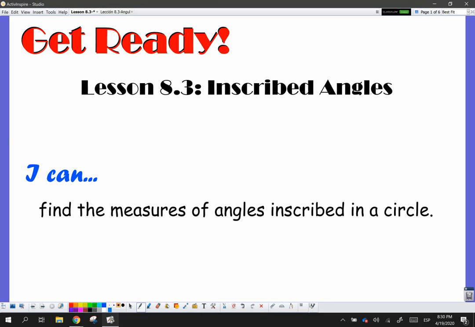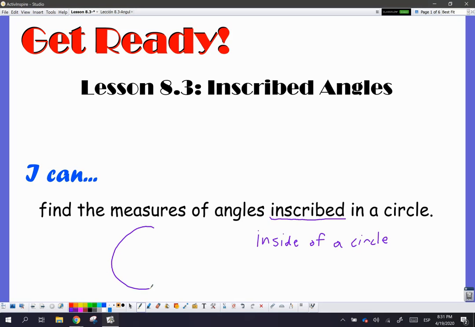So let's take a look at our objective. I can find the measures of angles inscribed in a circle. So this word here, inscribed, we never really talked about what it means. We've heard it before, but inscribed basically means that I have something, a shape, an angle, anything that is inside of a circle. So anything that I draw that is completely inside is inscribed in a circle.